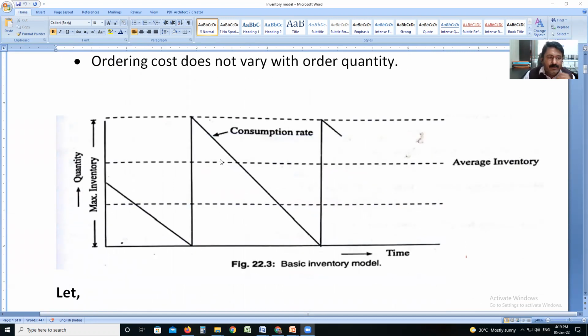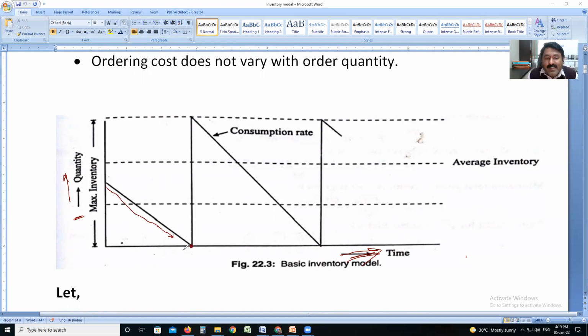Now you can see here this diagram, and by having a look you will come to know. Order cost does not vary with order quantity. So these are the assumptions. After that, on one side there is quantity, and on the other side there is time. This is the consumption rate. The material is consumed, and the quantity will become 0.